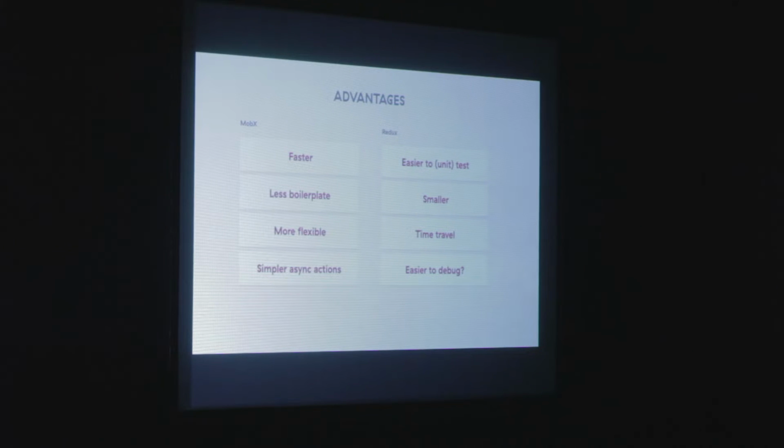MobX has simpler async actions, because you just do async stuff as you would usually do. While with Redux, you need to have two or three or more actions to handle everything. And since Redux is easier to unit test, it's actually easier to debug also, probably, because you have pure functions, you can isolate everything and figure out where the problem is.